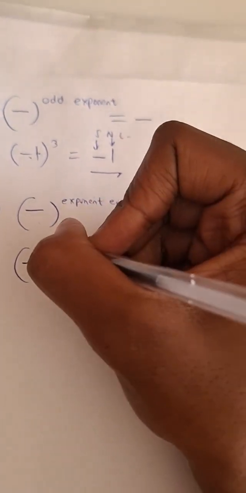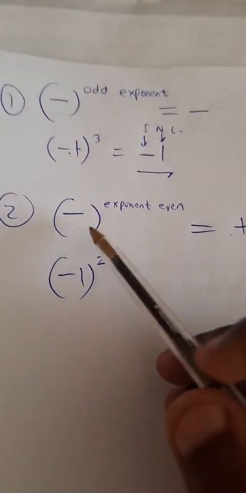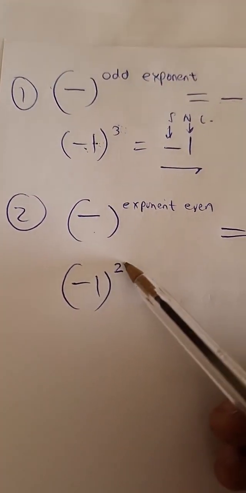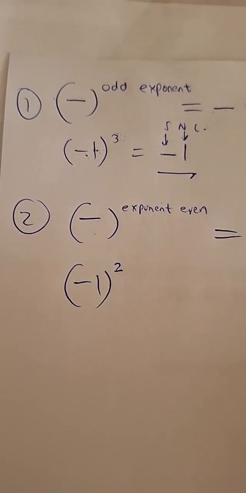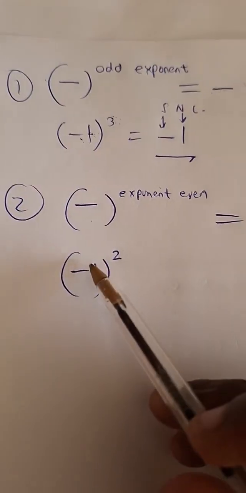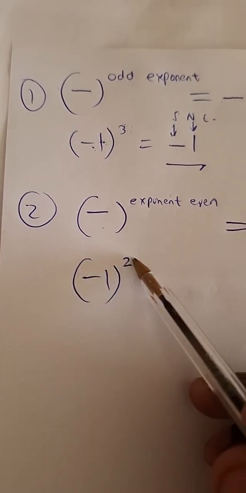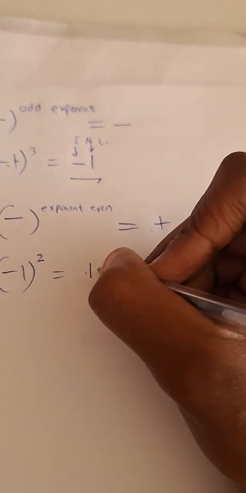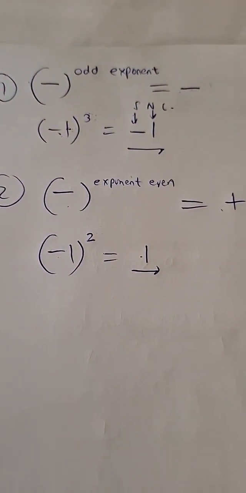So for instance, if you have (-1) squared, our exponent is not only going to be considered for the number, it's going to be considered for the sign as well. So very importantly, when we apply the even exponent to the negative sign, it becomes positive. And it's positive what? Positive 1.